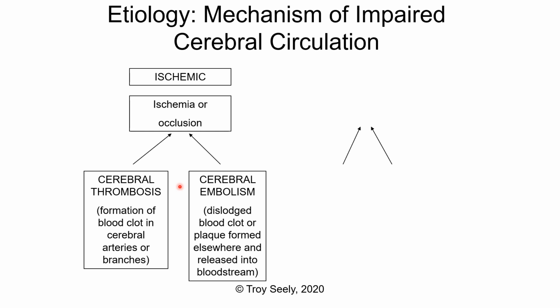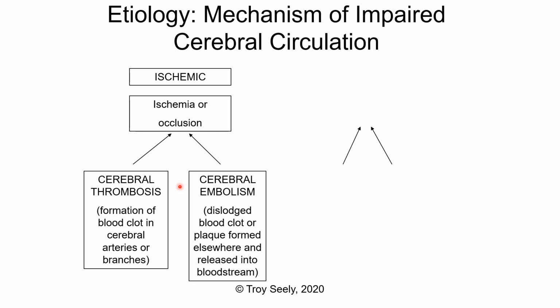They can be found within forms of the lungs. There's a myriad of different locations where they can be present. A cerebral embolism is where one of these plaques was dislodged elsewhere, released into the bloodstream, and now becomes formed and acts as a plug in the cerebral circulation.